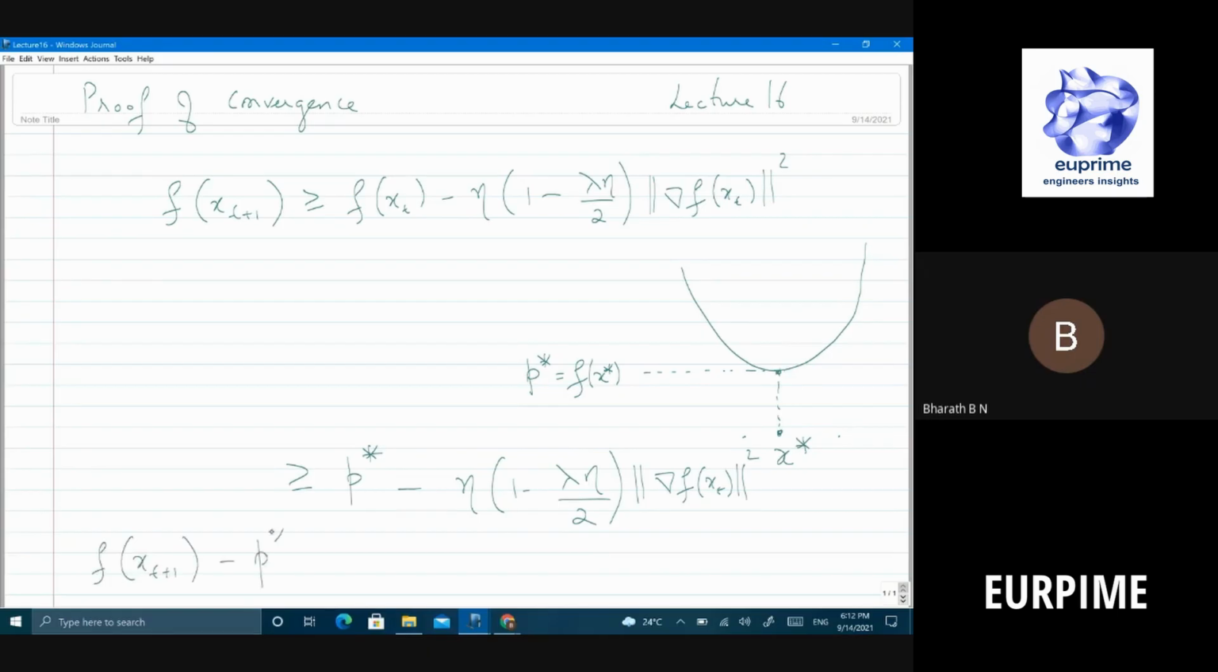minus p star. What is this difference? Okay, let me write this and say what is the difference. Is greater than or equal to minus eta times 1 minus lambda eta divided by 2 square, right? You agree with this? So what is f of xt plus 1 minus p star?